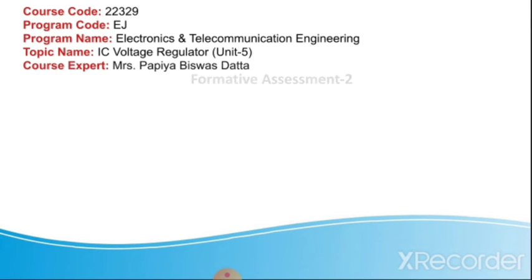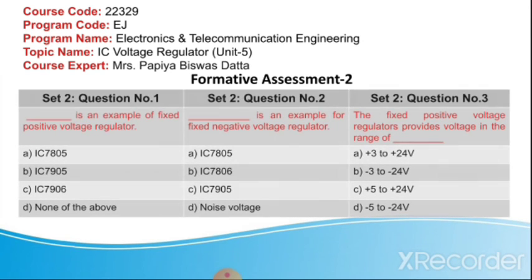Now let's just take a minute and try to answer these questions. Dash is an example of a fixed positive voltage regulator. Dash is an example of a fixed negative voltage regulator, and fixed positive voltage regulators provide voltage in the range of what?